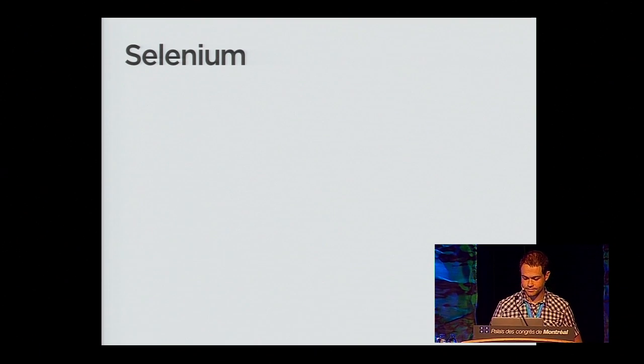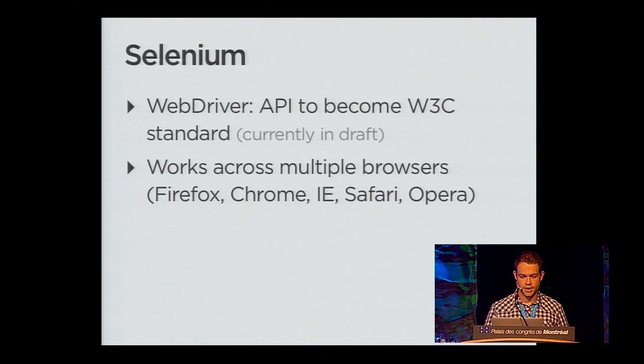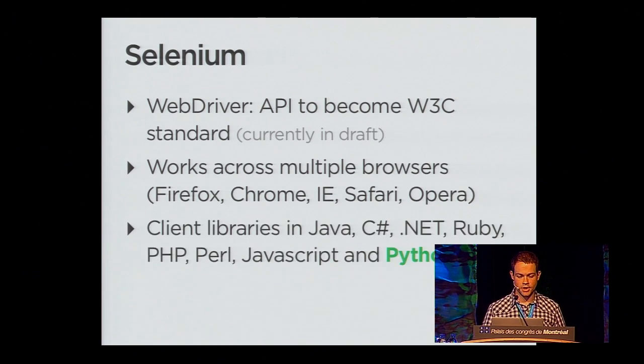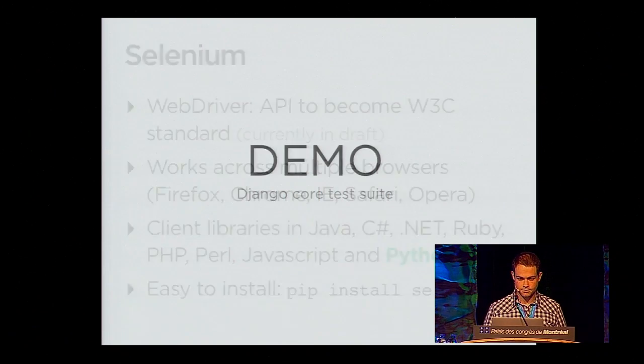So Selenium, very briefly, implements the WebDriver API, which is about to become a W3C standard, and is currently in draft. It works across multiple browsers, for example, Firefox, Chrome, IE, Safari, and Opera. It has client libraries in various languages, in particular Python. That's what we're interested in. And it's very easy to install. You just run pip install selenium, and off you go.